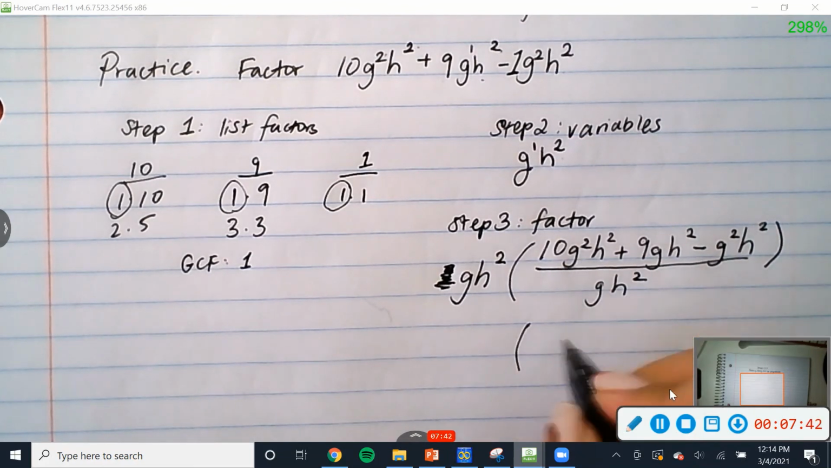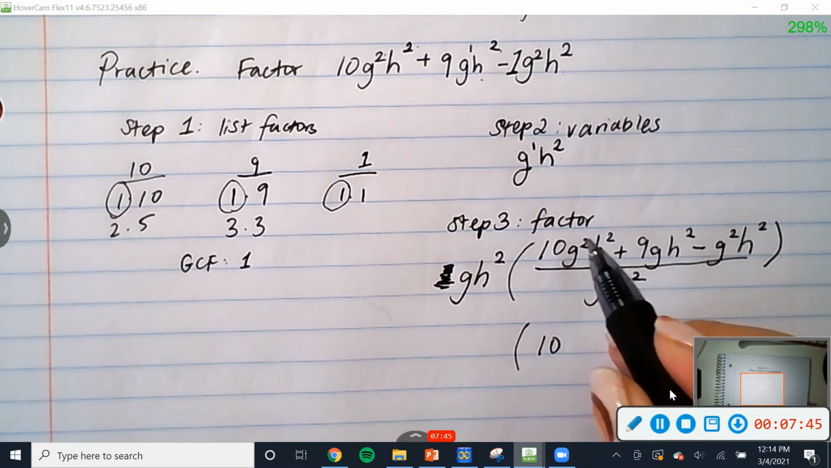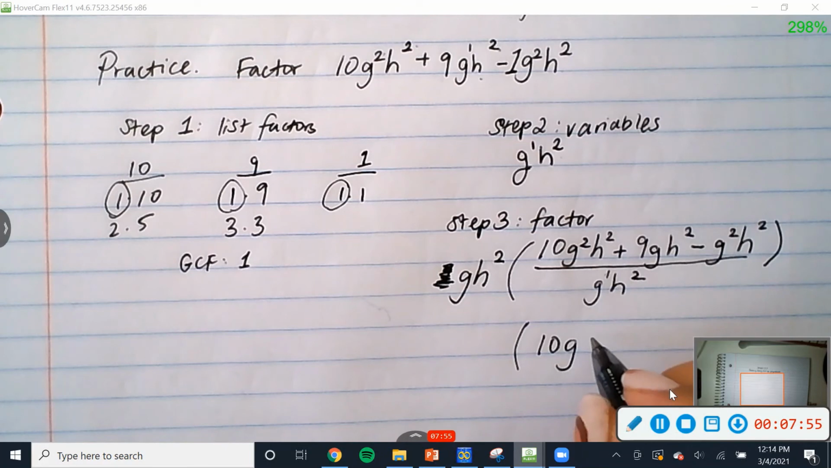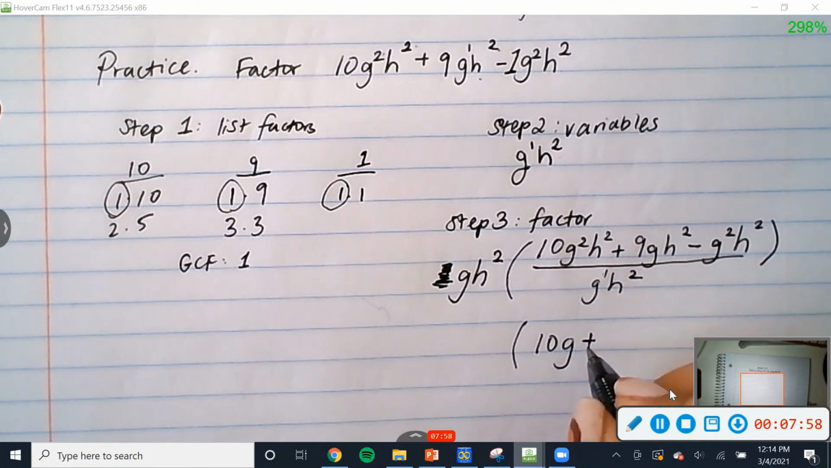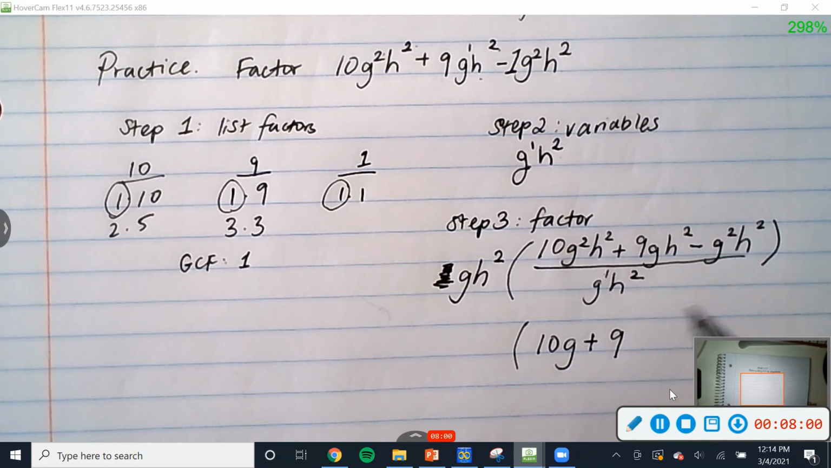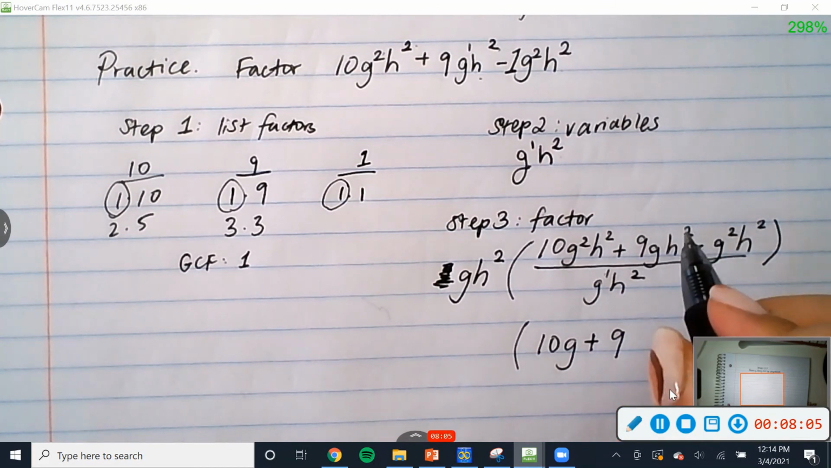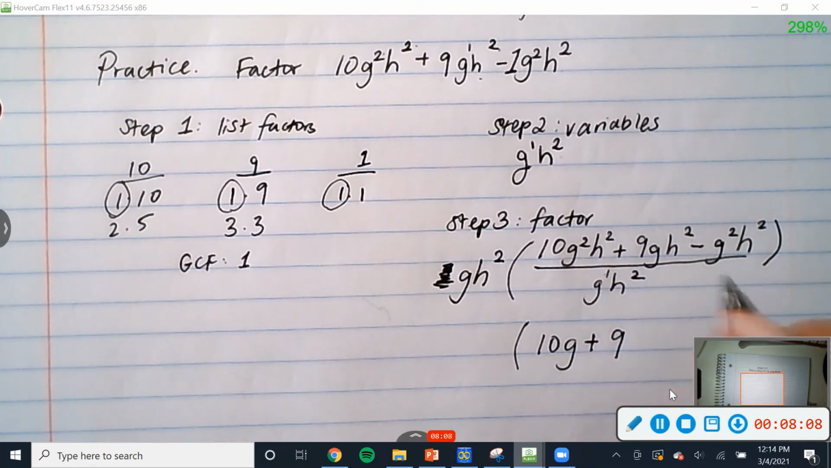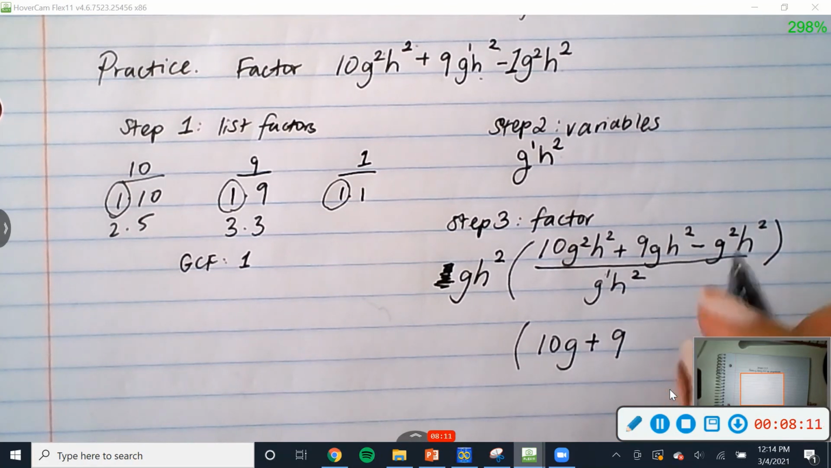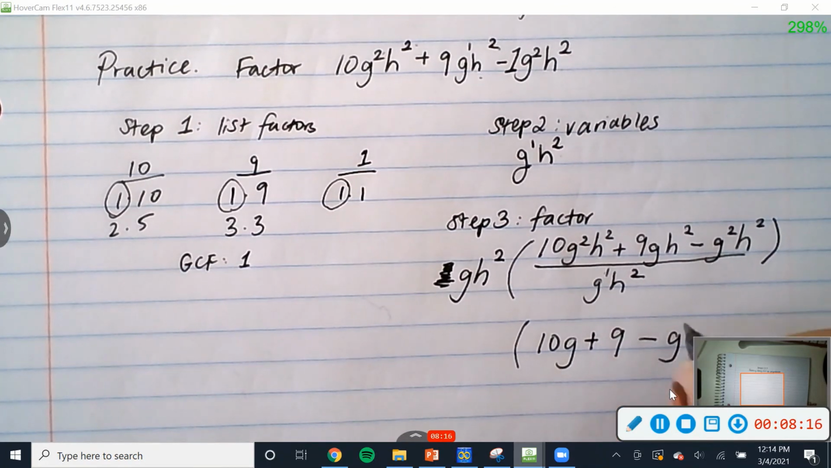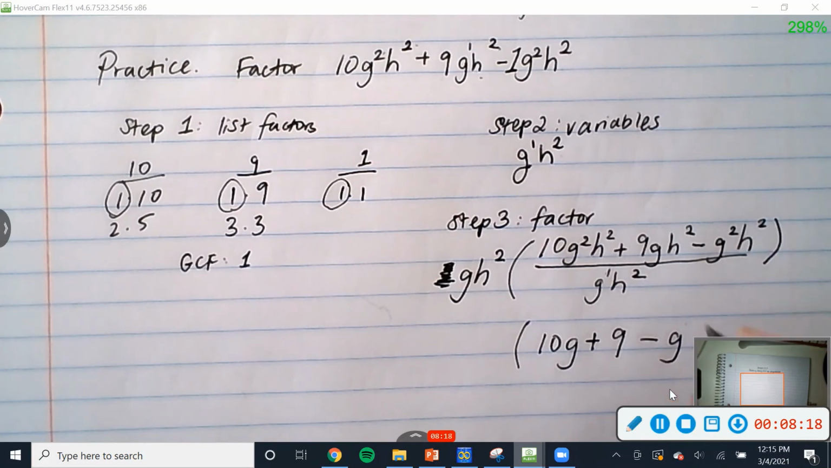So 10 divided by 1 is just 10. So the numbers are going to stay the same. Okay, second power minus g to the first power, so g to the first power. H squared divided by h squared is going to cancel out, so we aren't going to include that one. 9 divided by 1 is 9. G to the first divided by g to the first is going to cancel out. H to the second divided by h to the second is also going to cancel out, so we're just left with 9 so far. And then this last one, g to the second divided by g to the first, so g to the first power, and h to the second will cancel out as well.